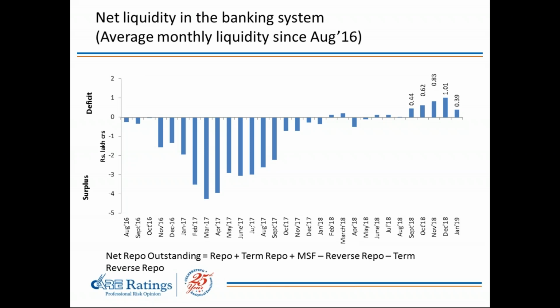A look at the net liquidity in the banking system shows that India's banking system is currently running a liquidity deficit of around 40,000 crore rupees. And banks have been borrowing money from the Reserve Bank of India to meet their daily cash requirements since June 2018. Although the banking system saw liquidity surplus intermittently, on an overall monthly basis, they have been faced with a liquidity deficit for the last 8 months.